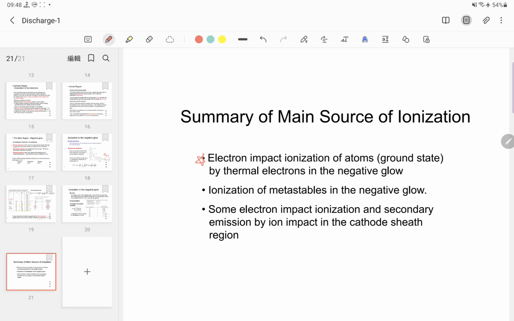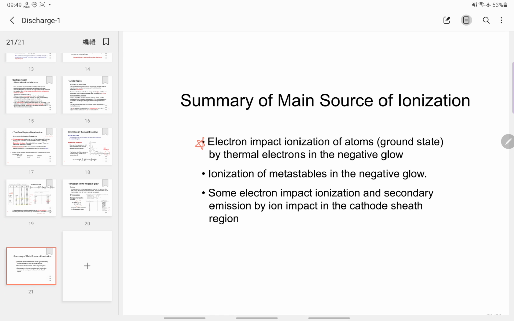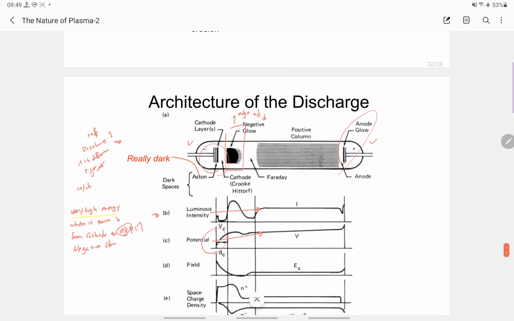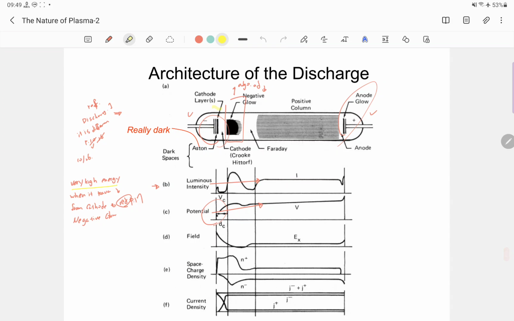And some electron impact ionization and secondary electron emission by the ion bombardment on the cathode surface. So there are several processes, and the most important part is inside the negative glow. Then some of the ionization is caused by electron impact ionization, and ion impact on the cathode surface causes secondary electron emission.